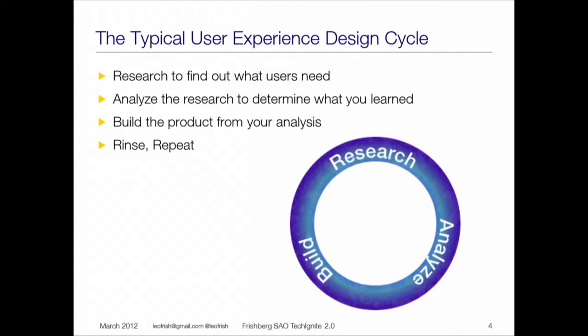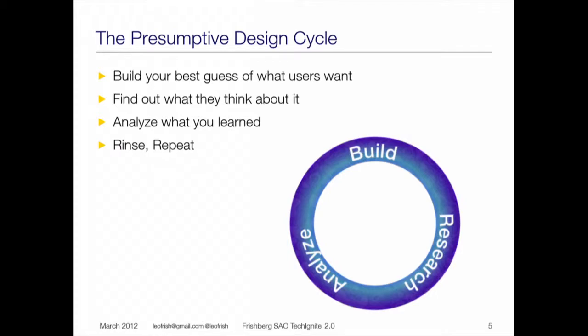In a typical design cycle, user experience people go out and do the research, analyze it, provide some recommendations, requirements, specifications. The thing is built. But in the presumptive design cycle, we rotate that circle 60 degrees. We go out and build the product first, and then find out how wrong we are. Go back and build it again. And we do that until we get it right.